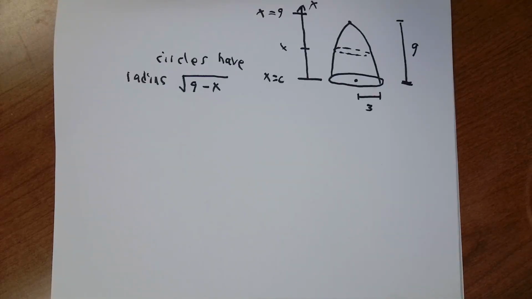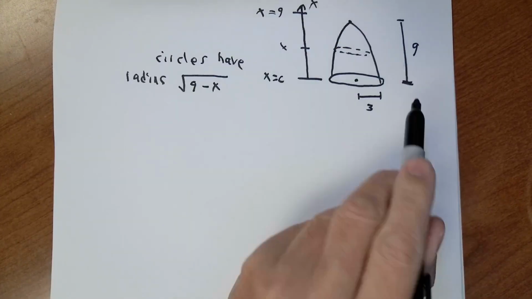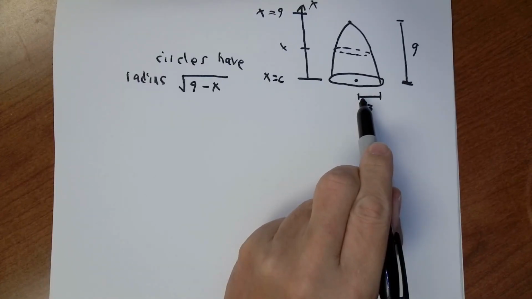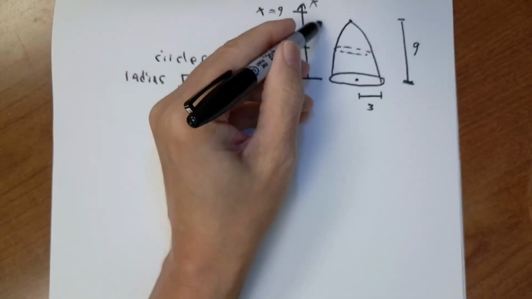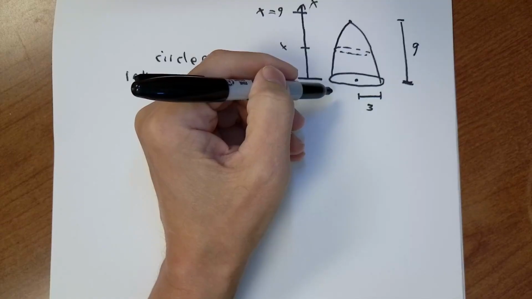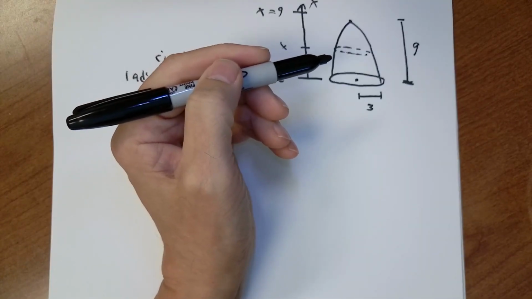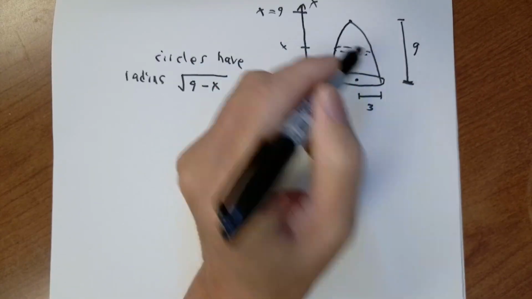I want to imagine having a three-dimensional solid shape, sort of parabolic looking. It's 9 units in the up and down direction. It's 3 across the base in terms of the radius, and for any other location within the solid, the cross-section is a circle.